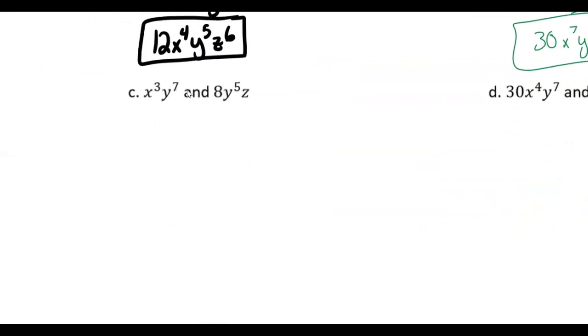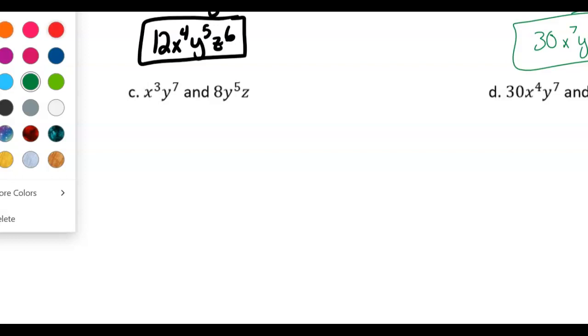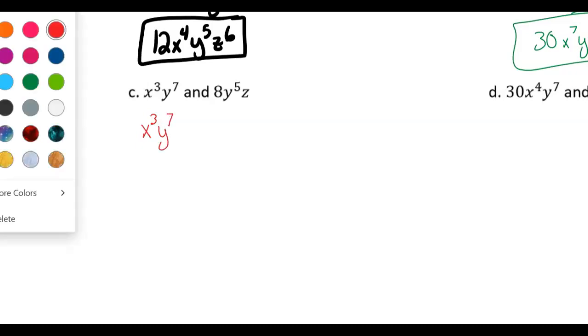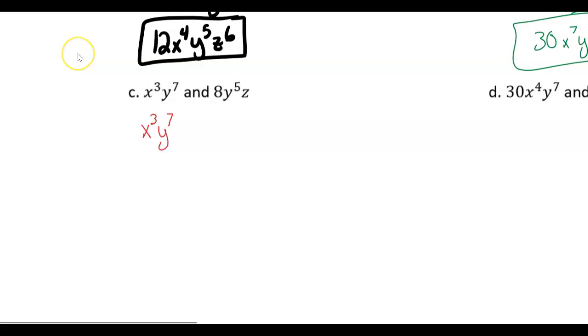Okay, let's look at this one. On this one, I have x cubed, y to the 7th. There's no number in front, no coefficient, so I'm not going to break anything up. Okay, I am going to break up the 8. The 8, I'm just going to jump out to the side and make my factor tree if I need to. And I find out 8 is 2 cubed. So I'm going to write it that way. I'm going to have 2 cubed, y to the 5th, z.